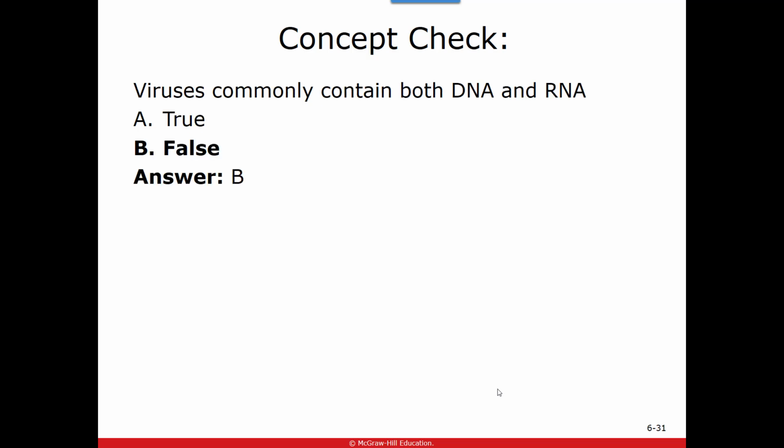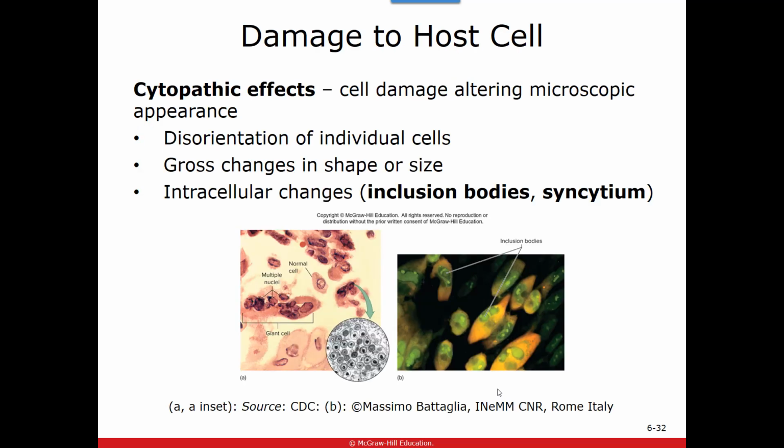Now, when our cells do become virus-producing factories, there's going to generally be some kind of damage to our host cells. It's called the cytopathic effect. It's damage to our cells. Sometimes it's disorientation of individual cells. Sometimes it's a change in shape of our cells, a change in size of our cells. Sometimes they can all fuse together. So normal cells are this size. Instead, they all form together as one big multinucleated cell. It's called a syncytium. Some will have all these additional inclusion bodies in our cells that came from the viruses. So our cells can change once they're infected.